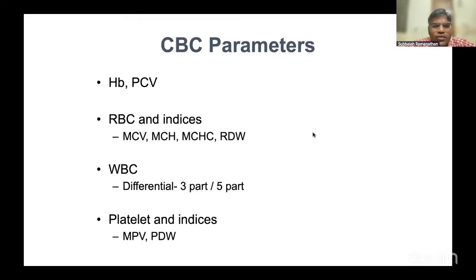So this is well known. CBC parameters: hemoglobin, hematocrit or packed cell volume, red cell indices, that is mean corpuscular volume, mean corpuscular hemoglobin, mean corpuscular hemoglobin concentration, and red cell distribution width. From the white cells, you have the differential population of white cells, that is three part and five part. Three part is neutrophils, lymphocytes, and mixed cells. Five part is neutrophils, lymphocytes, eosinophils, basophils, and monocytes. And platelet indices, similar to red cells, you've got mean platelet volume and platelet distribution width.